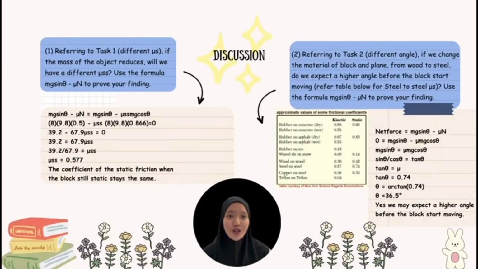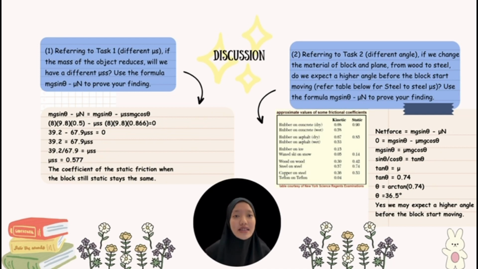Hi, so I'm going to show how to solve the discussion part. The first question, referring to task 1, different coefficient of static friction: if the mass of the object reduces, will we have a different coefficient of static friction when the block is still static? Use the formula given to prove your finding. The formula can also be written as 0 equals mg sin theta minus coefficient of static friction when block is still static times mg cos theta.